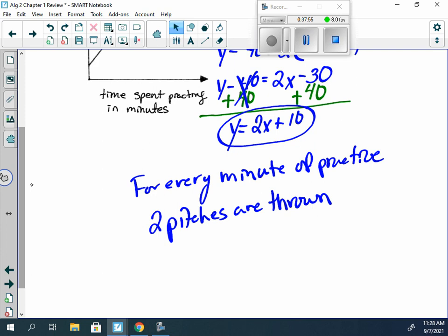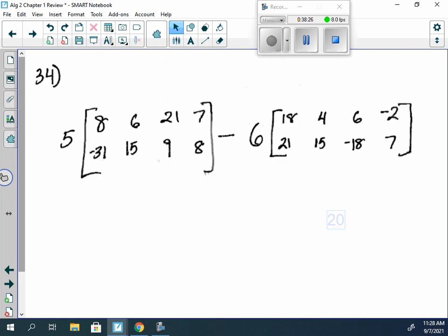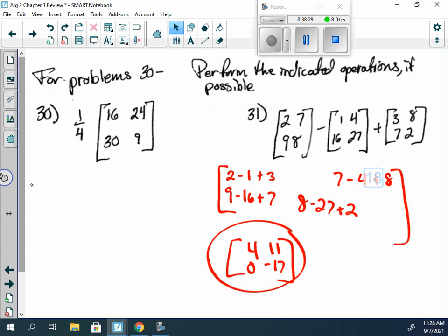Any other questions on 28, 29, or 38, 39, or 40? 38, 39, and 40. Are we good with 38, 39, and 40? Yes. Are there any other questions on any other part of the review since we do have some time? 30? Number 30 here?